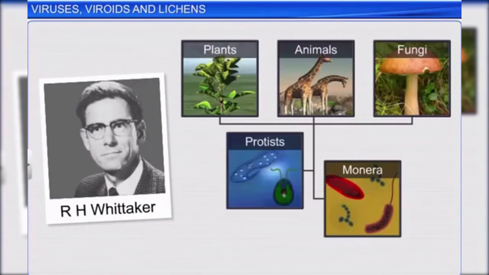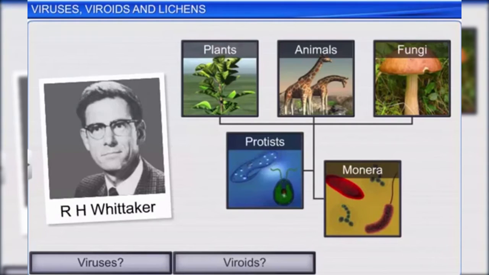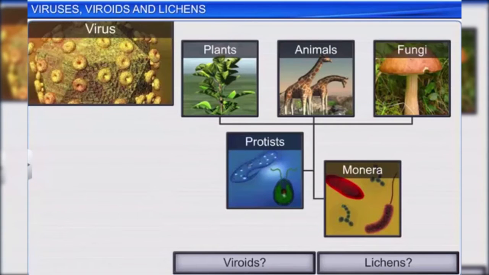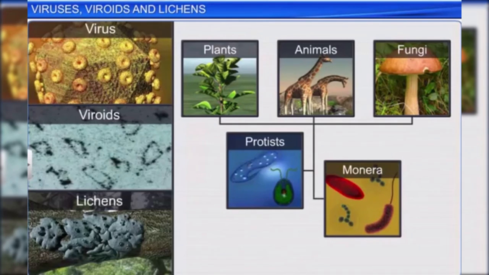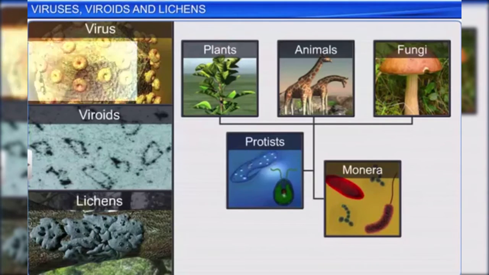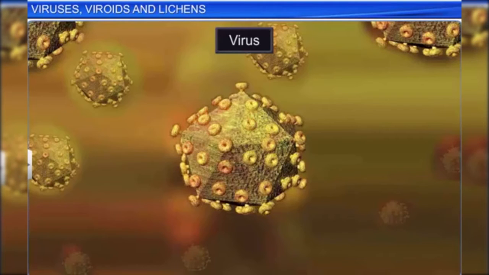R.H. Whittaker's five-kingdom system of classification did not take viruses, viroids and lichens into account. Viruses and viroids are acellular organisms. Since only organisms with cell structures were regarded as living, they were not included in the classification because they were not considered true living beings. Viruses are non-cellular organisms that possess an inert, crystalline structure outside their living cell.